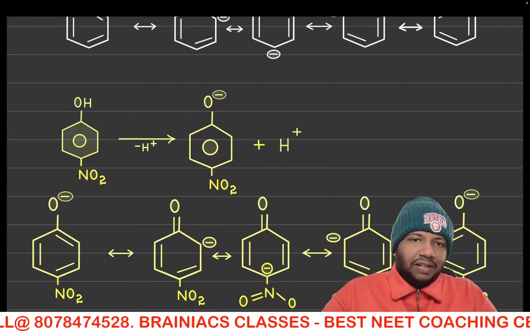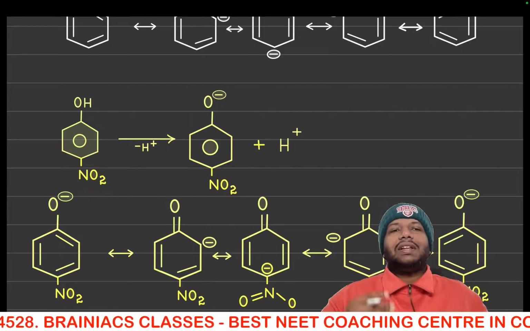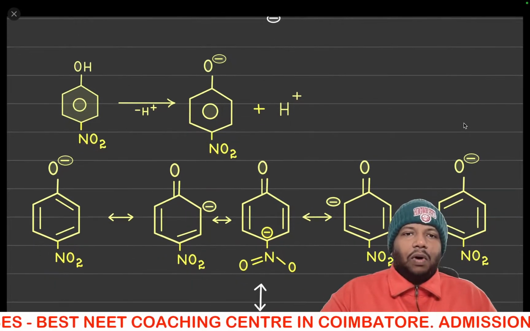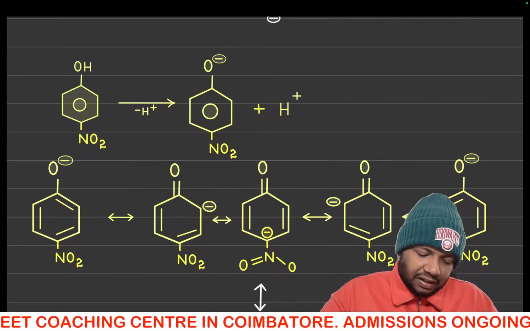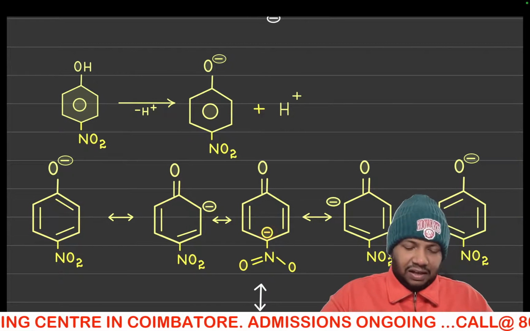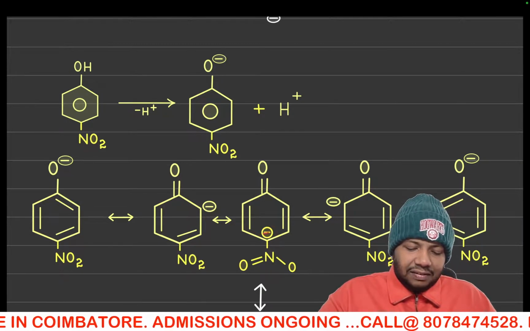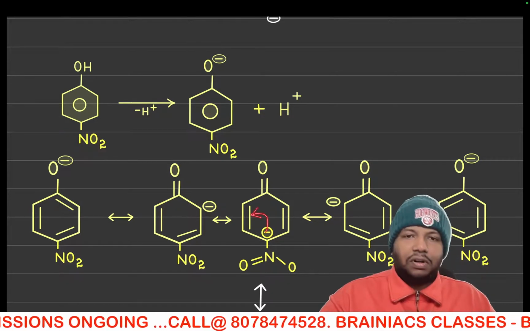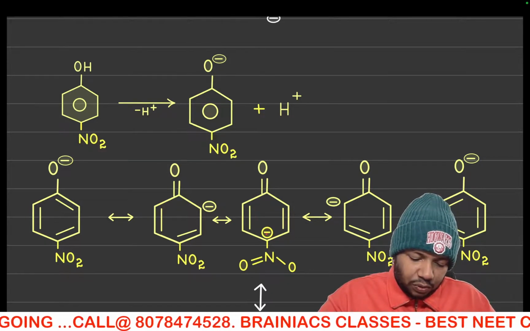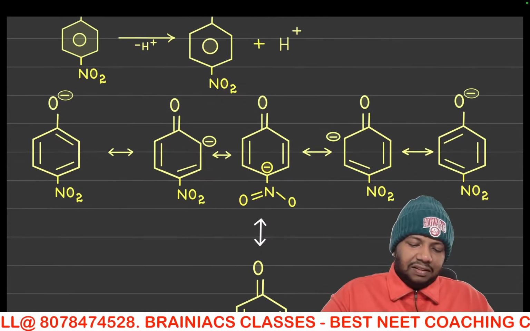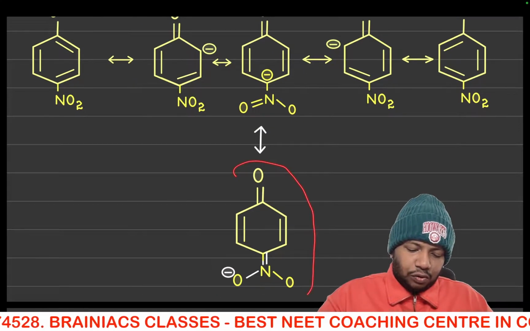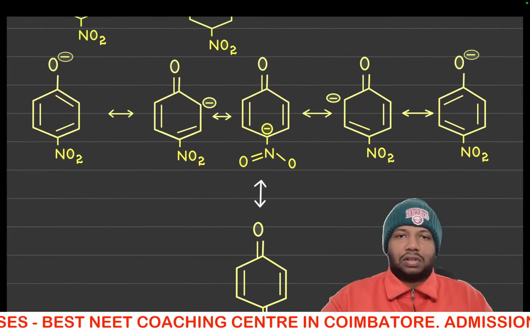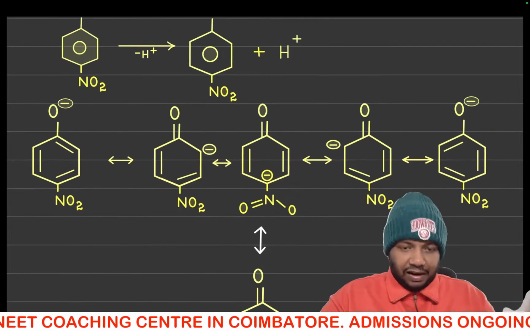In the next one, you can see there is a nitro group attached. What is the impact of this nitro group here? Very important. Whenever the negative charge is coming here, this negative charge can enter into resonance in 2 ways, either with this pi bond or with this pi bond. So that means it is giving you an additional resonating structure.